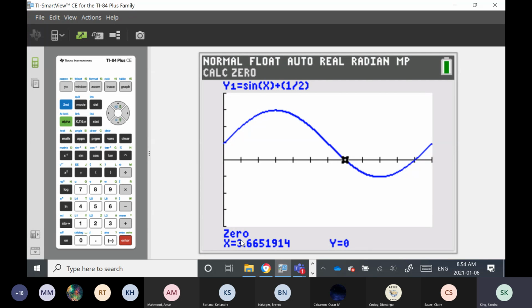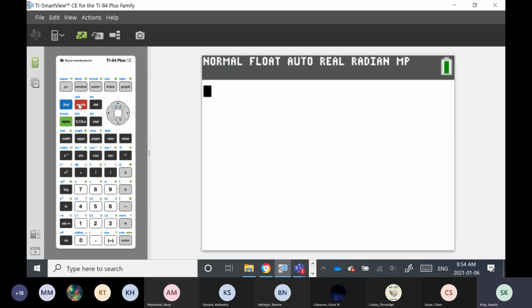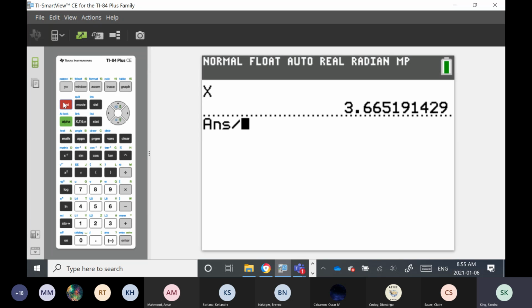Let's convert this to pi radians. So you need to get out of your graphing window, so quit that. And in order to get that x value, right next to your alpha button is the x button. So x, enter. That was our solution. That is our answer, right? Our answer is 3.665 radians. How we get that though in exact pi radians is divide that number by pi and then math, one fraction it.